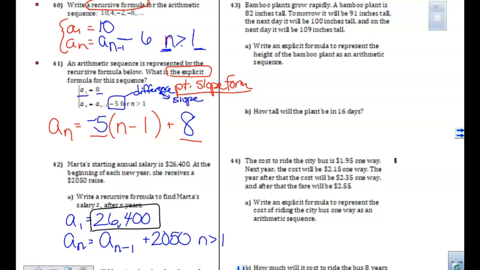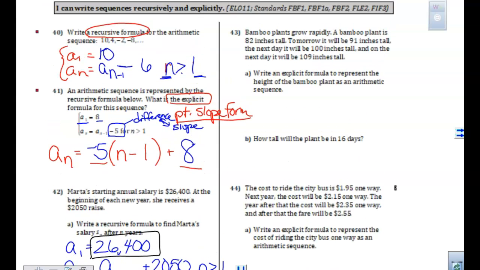43, if we are looking at it. Andy, what do you want to start us out with for writing explicit? What all do we know in this? So we know it's 82 inches tall. Tomorrow it's 91. The next day it's 100. The next day it's 109. What's that trying to tell us? The slope, the m equals plus 9. Okay, our common difference is plus 9.